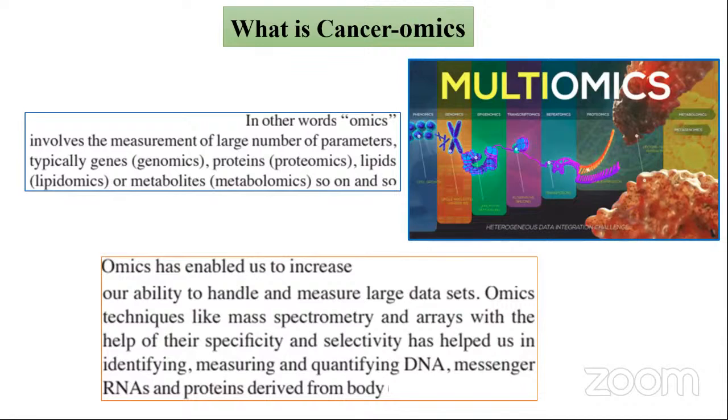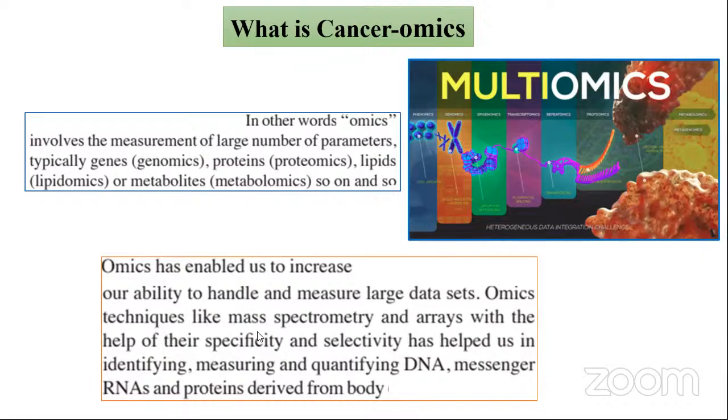We are working with large numbers of data, or big data sets, with parameters of genes. I have told you that genes correspond to genomics, proteins to proteomics data, and then lipidomics, metabolomics, and so on. So omics has enabled us to increase our ability to understand. Why has omics been included to study mutation data? It really helps, or enables us, to handle and measure a large number of data sets.